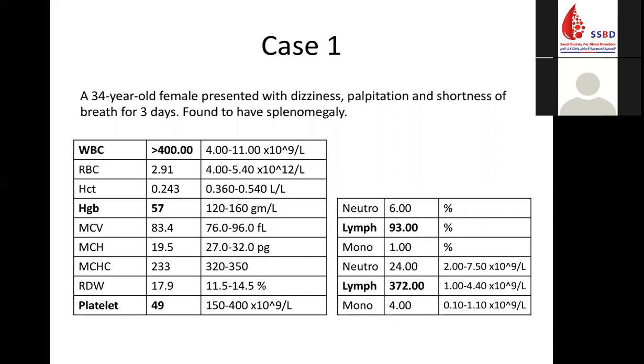First case is a 34 year old female presented with dizziness, palpitation, and shortness of breath for 3 days, found to have splenomegaly. In the CBC, you have a marked leukocytosis, hyperleukocytosis, with marked anemia and thrombocytopenia. And you will notice in the diff count, you have a predominance of lymphocytosis dominating the diff picture. So the presence of an adult female with splenomegaly and lymphocytosis is alerting, especially with this hyperleukocytosis.